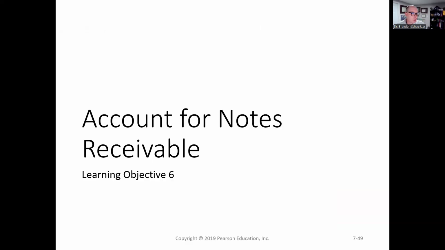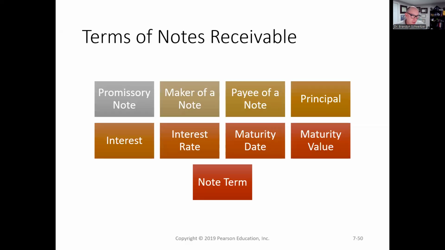So that's accounts receivable. Let's talk very briefly about notes receivable. A note receivable, as I had mentioned earlier, is a promise to pay by the customer at a future date, and it typically includes some type of interest. So it includes these elements. There's a promissory note, there's the maker of the note, the person paying, the payee, the principal amount, the stated interest rate, the maturity date, when it's due, the maturity value, the total amount of what will be paid at the date when it's due, and the note term, how many days it is for.